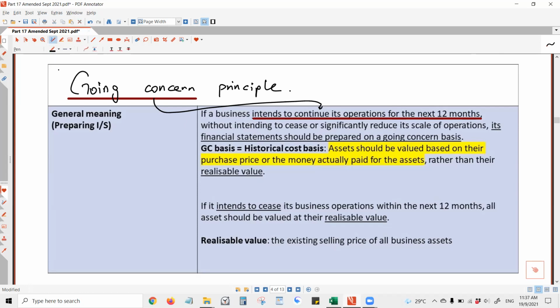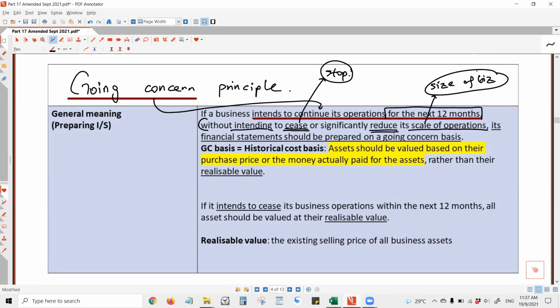So let's see this principle. This principle tells us that if you wish to continue to run your business for the next 12 months, that means you don't have the intention to stop. Cease means stop, right? So it also means that you don't have the intention to stop or reduce your scale of operation. Scale of operation means size of business. That means you don't intend to make your business smaller. You don't intend to stop your business.